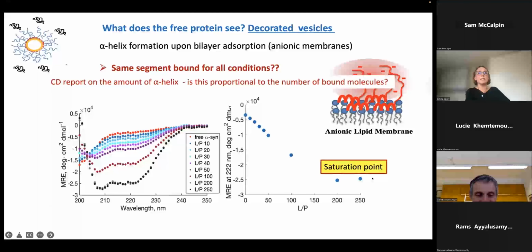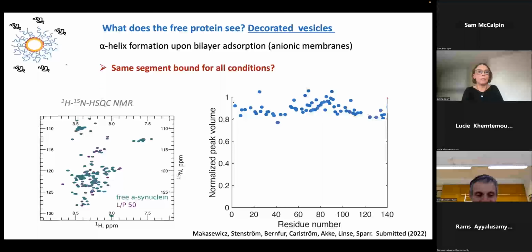But of course, CD is a measurement of the amount of alpha helix. And a certain CD signal can be from a large alpha helical segment in one protein or a small one in many proteins. And therefore, from this kind of data alone, we cannot say whether the same segment is bound to the membrane for all. I mean, is it always the same way? Do we always have these 100 amino acids bound? And as I will show you soon, that is not the case, apparently.